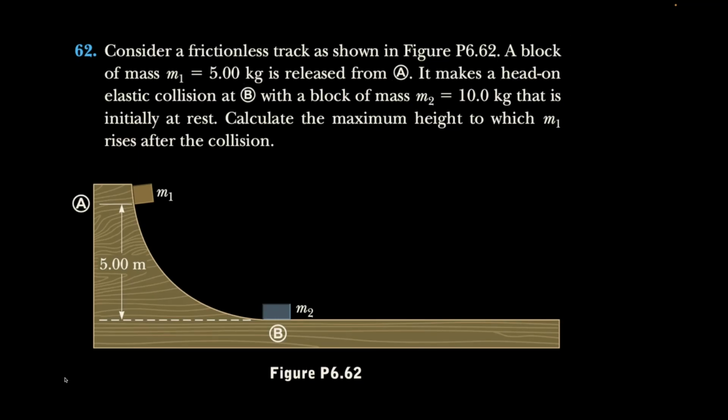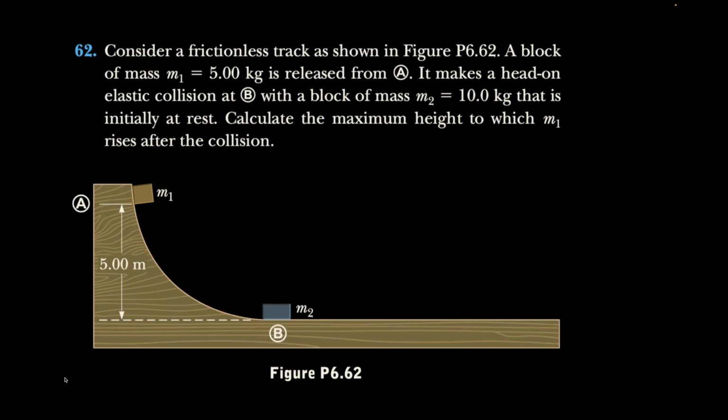Question number 62. We have a combination of conservation of energy and conservation of momentum in this problem. Frictionless track, thank you very much. Block M1 starts from the height of 5 meters. Remember, we only care about the vertical part because there is no friction. This length does not really make any difference.